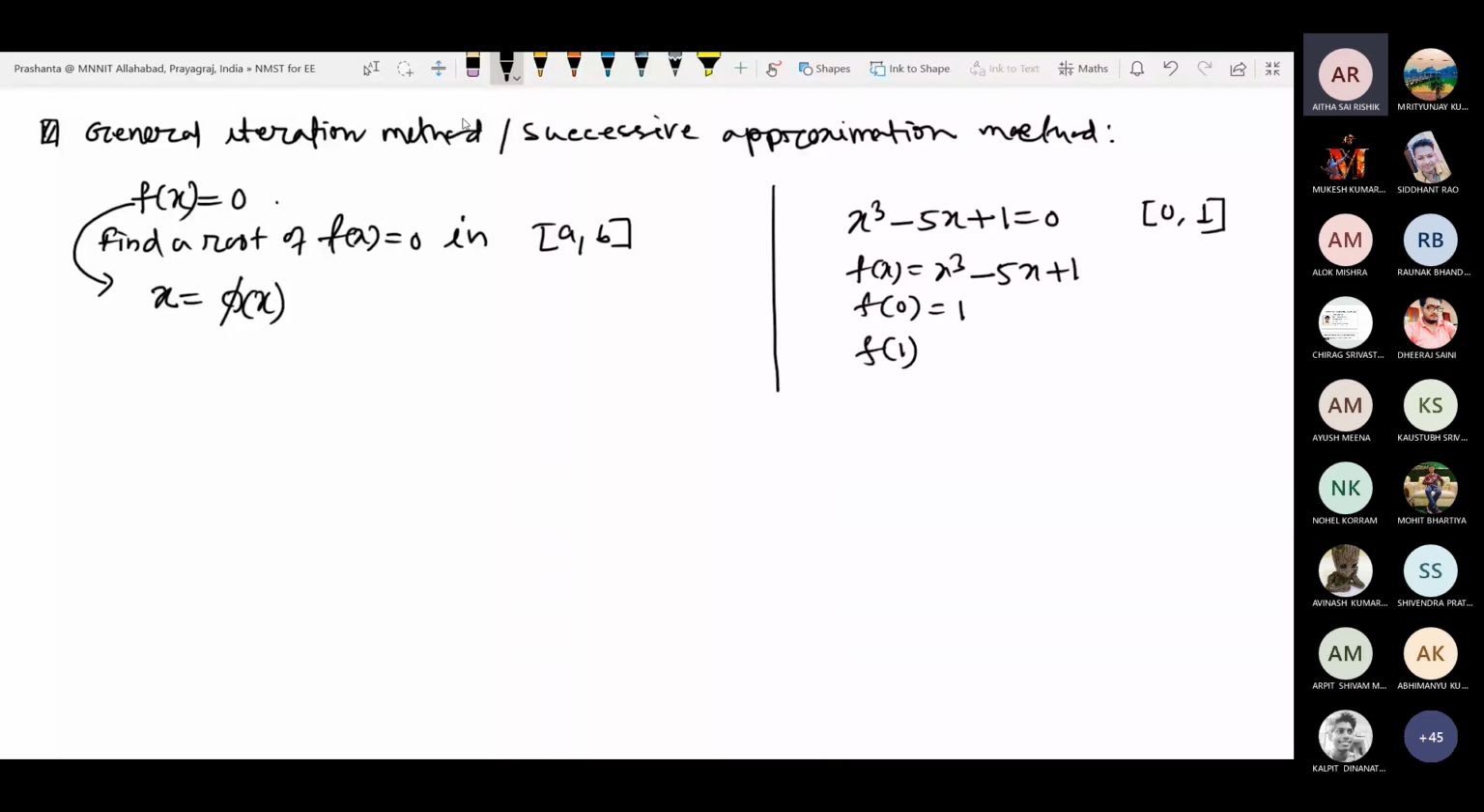So they are of opposite sign. That means, as the graph is a continuous function, it is changing sign from positive to negative, so it must cross the x-axis. The point where it crosses the x-axis is the root. So it has a root between 0 and 1.